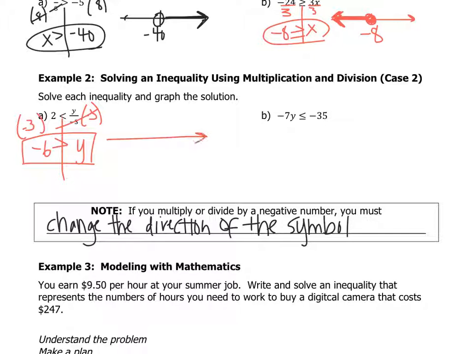So now when I go to graph it, negative 6, I'm not allowed to be equal to it, but now I'm to the left of it. All the numbers that work are actually less than negative 6, even though the symbol was the other one when we started. Well, that's very sloppy, negative 6. It's still very sloppy. Anyway, you know what it is. Okay, so now let's look at letter B.